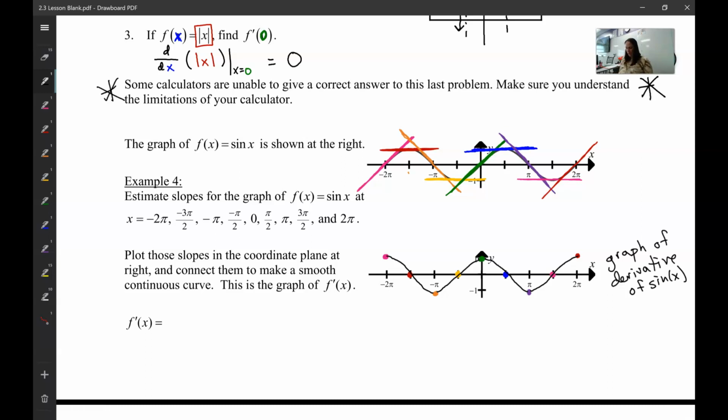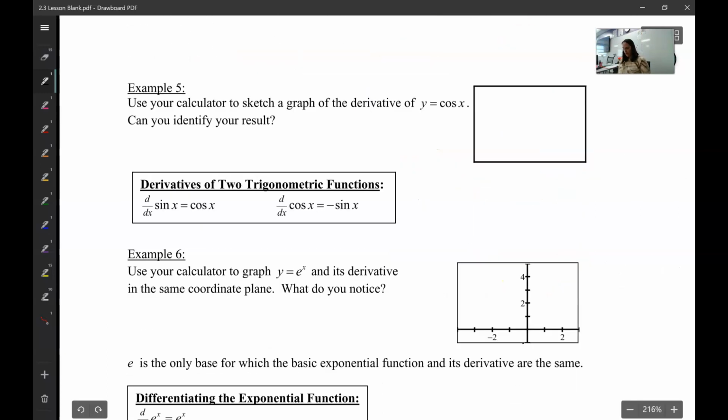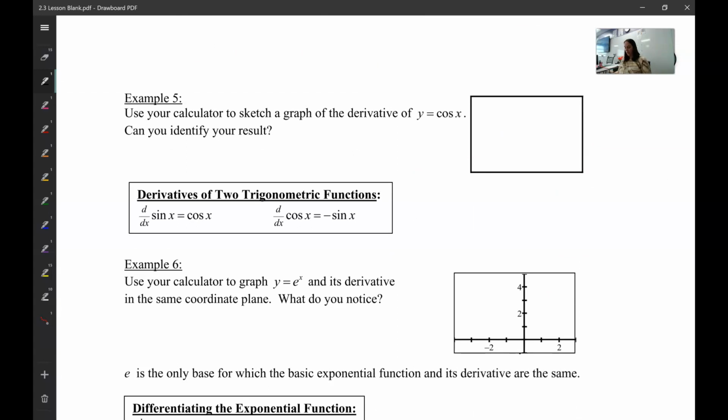But wait a second. Isn't that my cosine curve? There's my cosine curve. So if f of x is sine of x, the derivative of sine is actually cosine. The derivative of sine gives me that cosine graph. So now, next page, let's see if we can find the derivative of cosine. But we're going to do a shortcut this time.